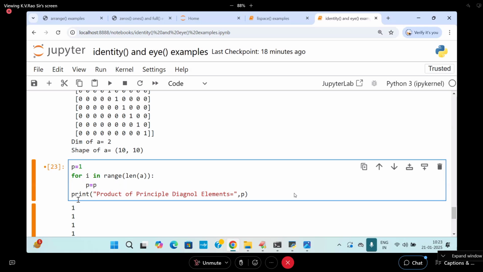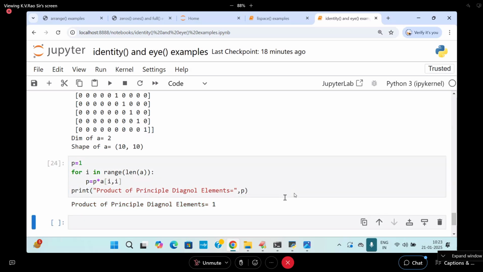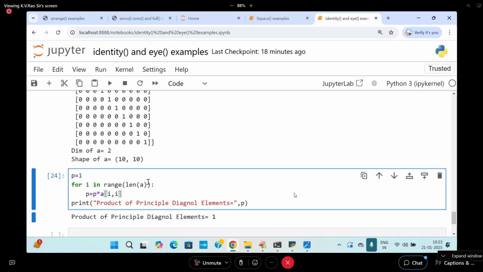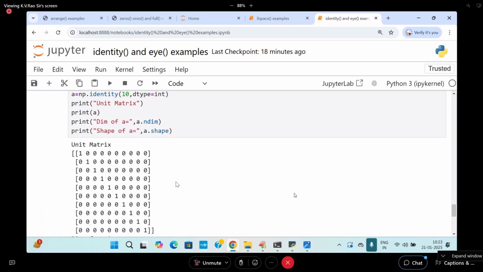P is equal to what? P star A of I, comma, I. A of I, I. The product is going to be 1 only. Principal diagonal elements product is 1 only. And this type of example, in the beginning days, is printing the product of n natural numbers. Something like that, I am going to print. So I hope that it is going to be easier for you.